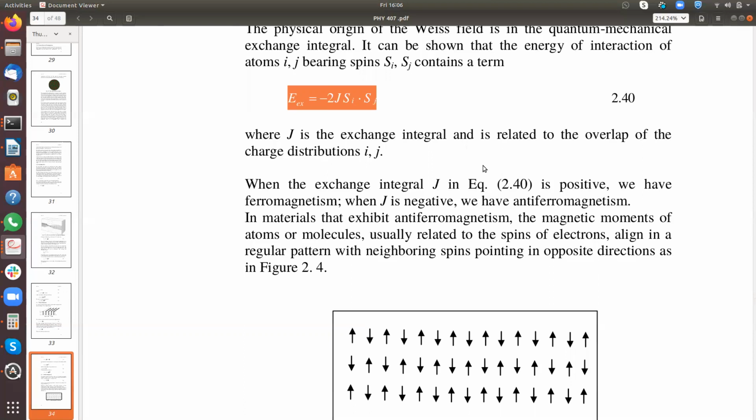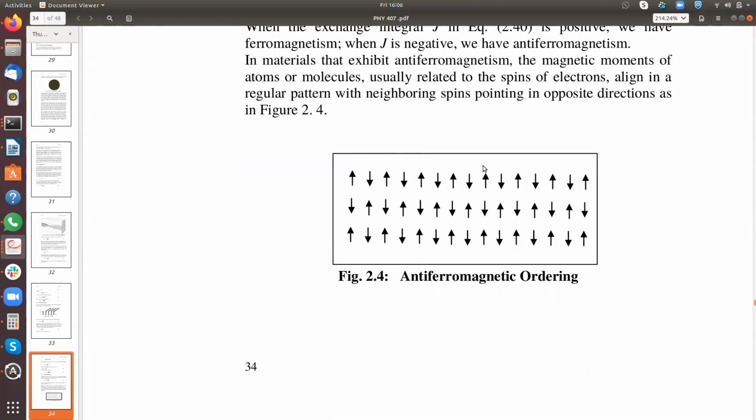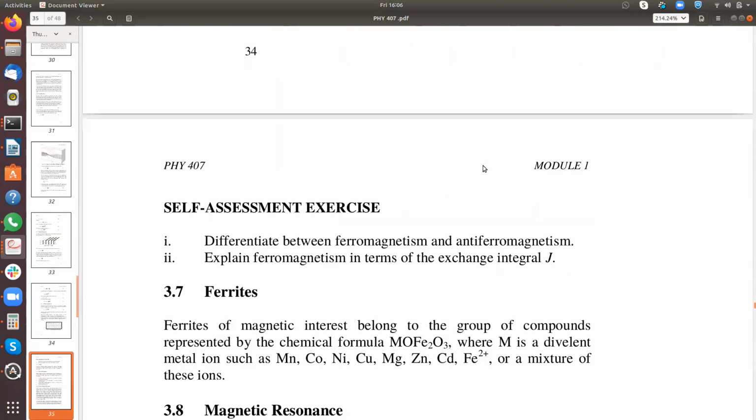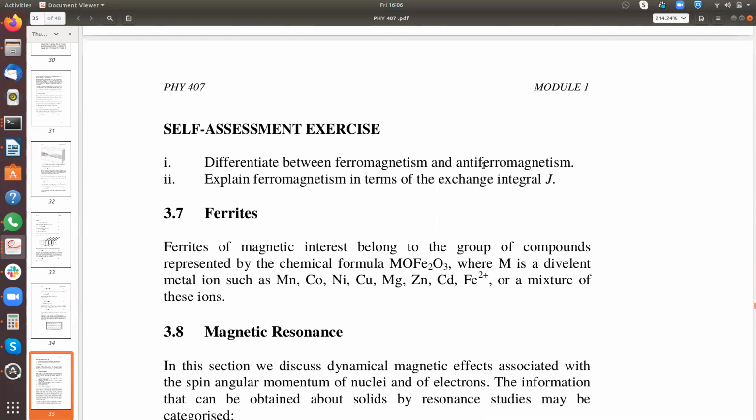In materials that exhibit antiferromagnetism, the magnetic moments of atoms or molecules, usually related to the spins of electrons, align in a regular pattern with neighboring spins pointing in opposite directions, like I said the other time. So they are aligned opposite to each other, anti-parallel to each other. Some simple questions you can try to solve on your own: somebody can ask you to differentiate between ferromagnetism and antiferromagnetism, and also to explain ferromagnetism in terms of the exchange integral. I just discussed that now.